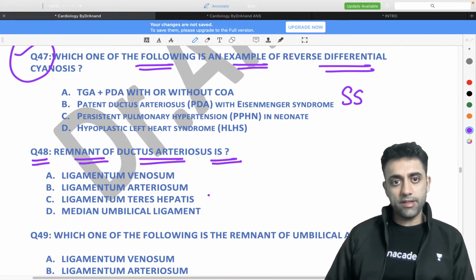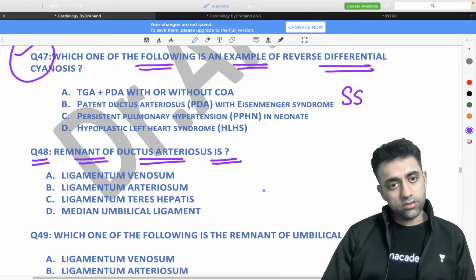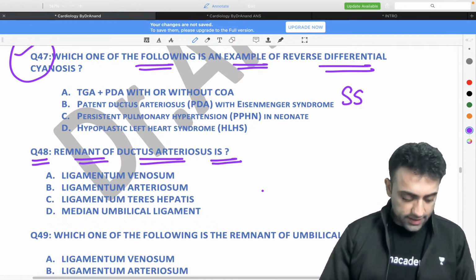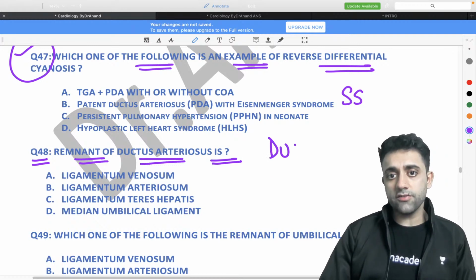Okay, Sandhu says ligamentum venosum. Okay, okay, what do you think? Yeah, Sandhu, remember, dear, that is ductus venosus.